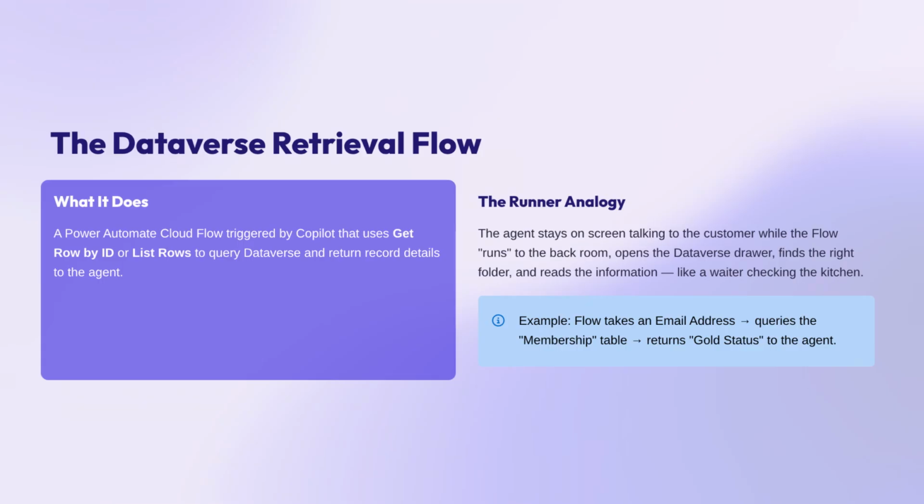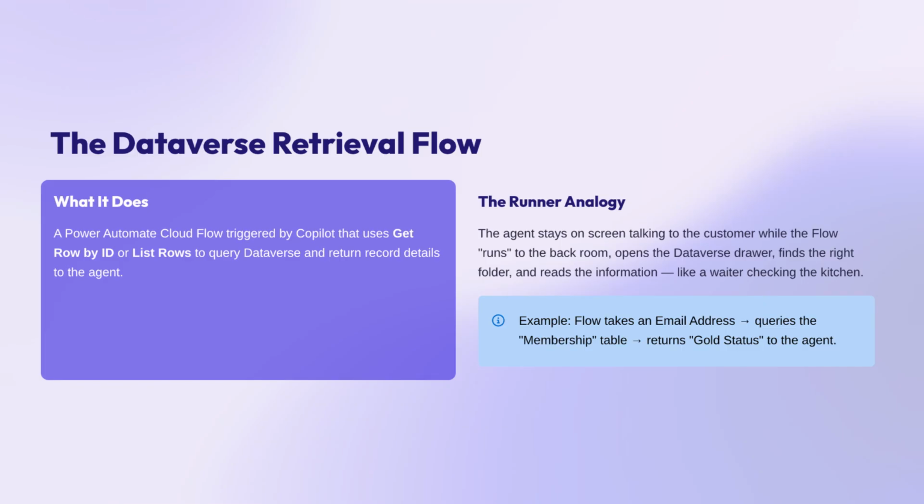The formal definition says this is a Power Automate cloud flow triggered by Copilot that uses the getRowById or listRows action to query the Dataverse environment and return specific record details back to the agent. In simple everyday English, it's the runner. The agent stays on the screen talking to the customer while the flow runs to the back room, opens the Dataverse drawer, finds the right folder, and reads the information.